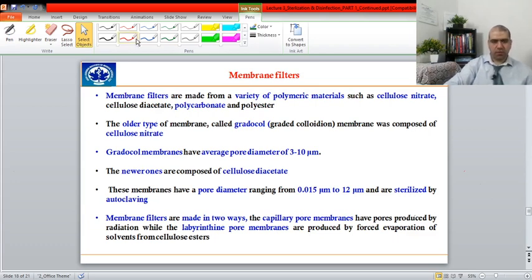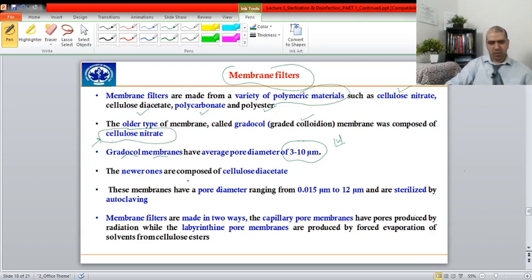Another kind of filters which is being used is membrane filters. So what are these membrane filters? They are made up of a variety of polymeric materials. For example, we have cellulose nitrate membranes, cellulose diacetate membranes, polycarbonate membranes, and also polyester membranes. The older type membranes are called Gradocol, that is graded collodion solution membrane, which was composed of cellulose nitrate. Cellulose comes from the plants and is not digestible, so it has very good tenacity. Gradocol membranes have an average pore diameter of around 3 to 10 microns, so bacteria of 1 micron can easily pass through. But if they have higher dimension, then they can be stopped.